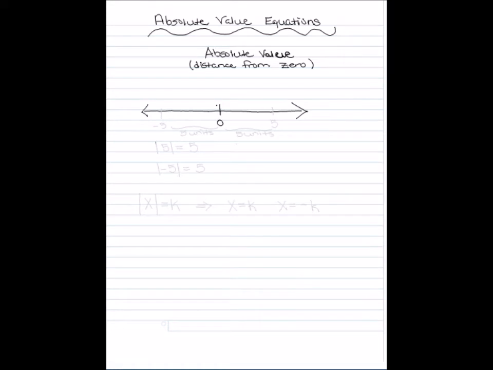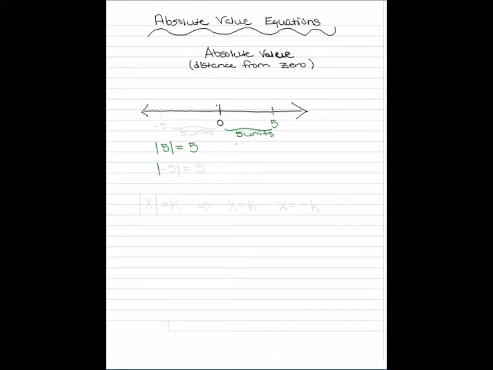Okay, absolute value equations. So let's talk about the definition of absolute value. Absolute value means the distance from zero. On the paper, I have a number line, and I put zero in the middle. If you think about the absolute value of 5, this is going to be equal to 5. The reason is that if I put the number 5 on the number line, it is 5 units away from 0. The distance from 0 is 5 units.